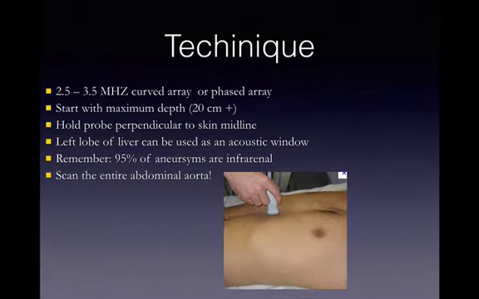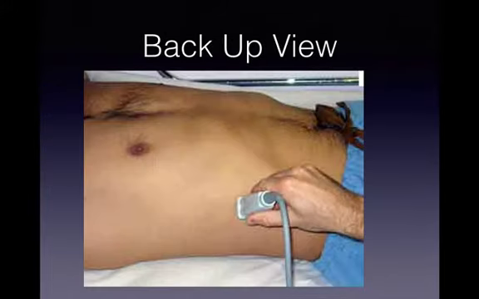Again, our technique is going to be to use a 2.5 to 3.5 megahertz curved array or phased array probe. We'll start with maximum depth at 20 centimeters. We'll hold the probe perpendicular to the skin at midline. We use the left lobe of the liver as an acoustic window, and we're going to go all the way down to the bifurcation because 95% of aneurysms are infrarenal. We're going to scan the entire aorta.